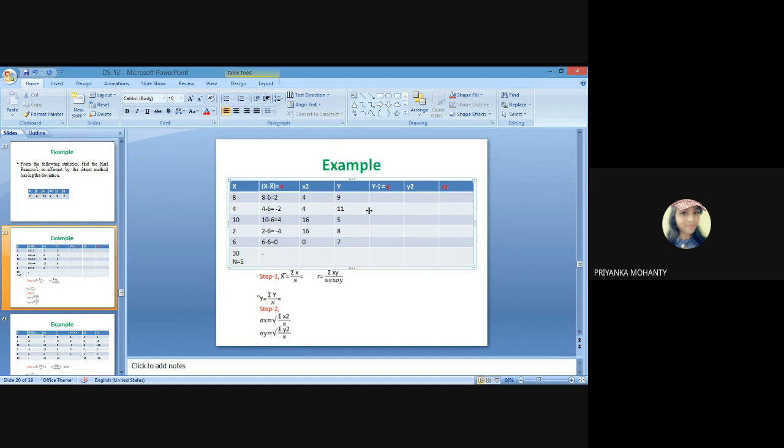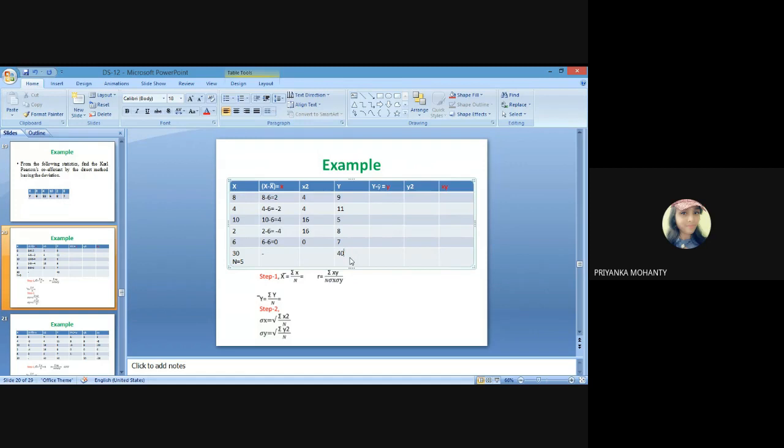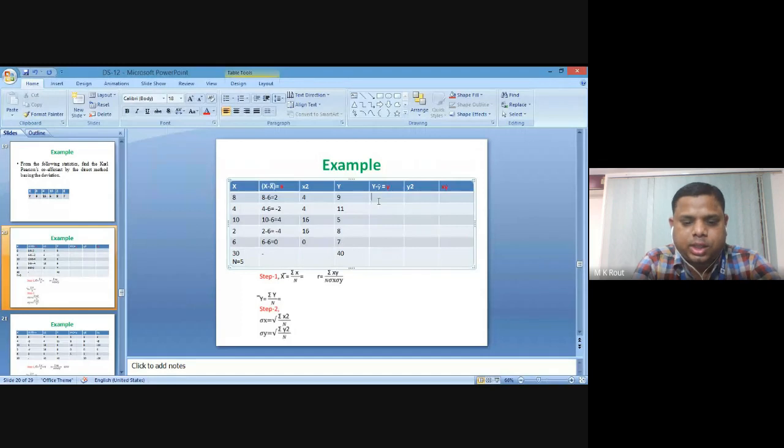Okay, then after that you calculate y bar. So what is the summation of y here? 40. Clear? And what is the value of n? 5. Exactly, the value of n is 5. Calculate the y bar. 8. Yes, 8. That means whenever you calculate the small y, that is y is your 9, 9 minus 8, that equals 1. Moving to the next one, that is 11 minus 8, that equals 3.